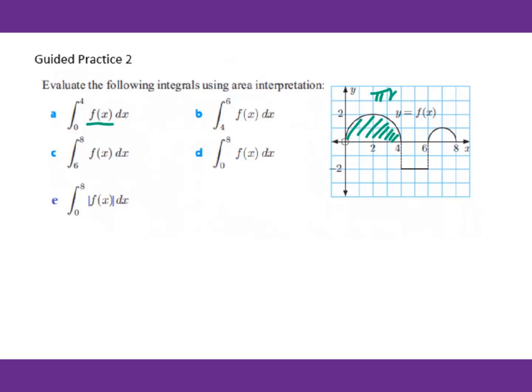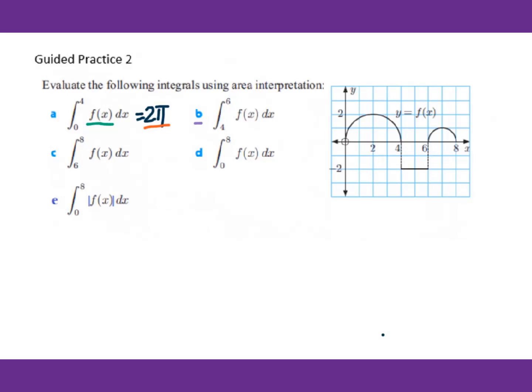We use pi r squared over 2 to figure this out. Then the radius is 2, so you get pi times 2 squared over 2. You will get 2 pi. Since this is above the x-axis, you will get 2 pi. It's positive.